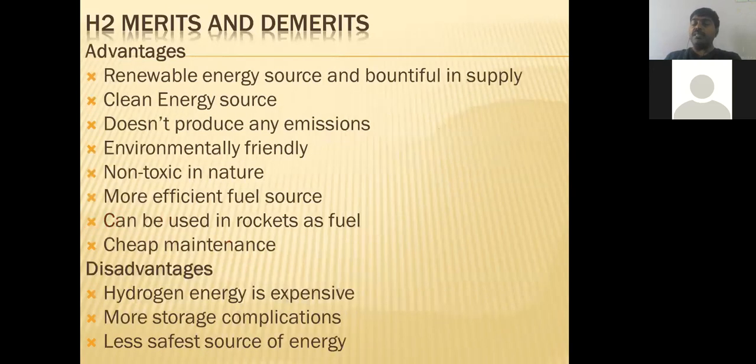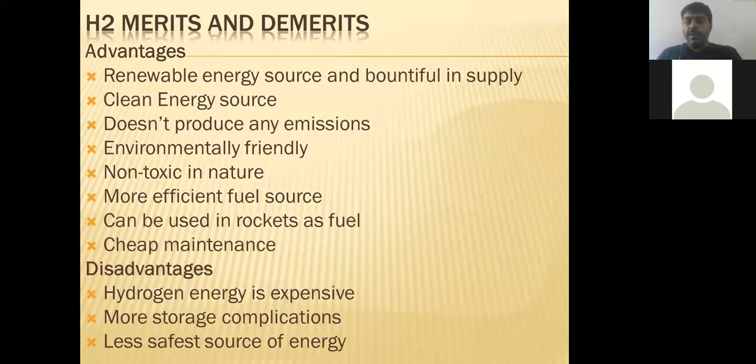Now, these are the particular merits and demerits. As I told you, it is clean energy. It is not producing any emissions at all. That's why we can use it. If I'm using it, it is not going to harm the environment.